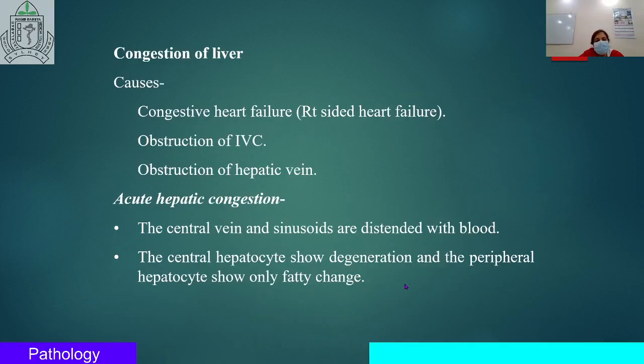In the case of liver, it occurs in right heart valve disease. It is most important. It is caused by congestive cardiac failure, obstruction of inferior vena cava, or hepatic vein.